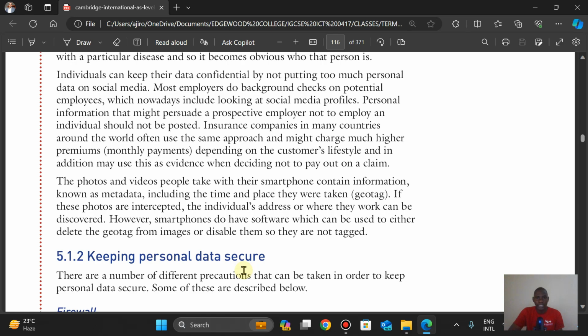Okay, before we talk about that, let's talk about metadata. It's very, very important. Now, the photos and videos people take with their smartphones contain information known as metadata, including the time and the place they were taken. If these photos are intercepted, the individual's address or where they work can be discovered. However, smartphones do have software which can be used to either delete the geotag from images or disable them so that they are not tagged. So please, let's also take care. I know it's the festive season, you want to go around taking pictures, but you have to be careful.